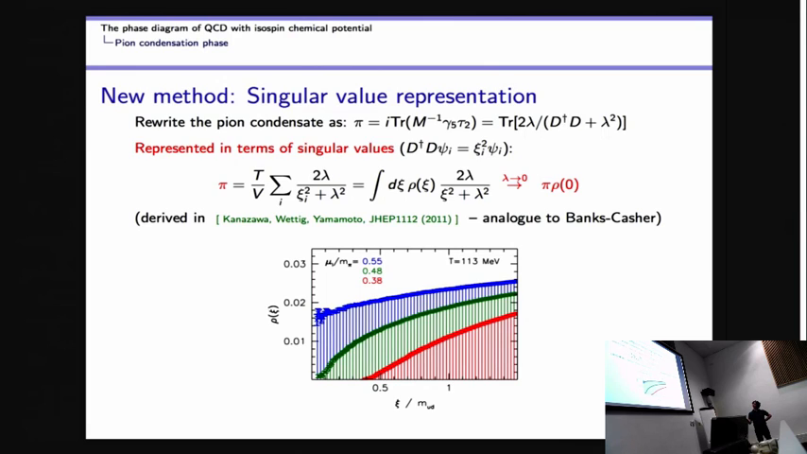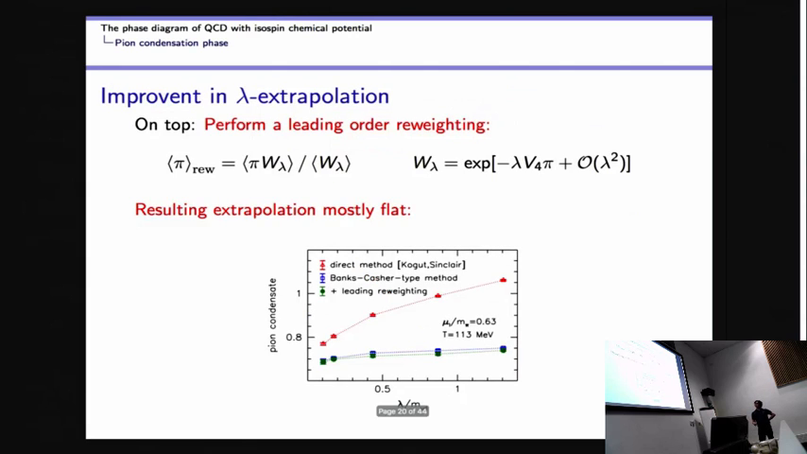So what I show you here is the density of singular values. These are basically the lowest 100 singular values that we could compute. And so you see that here the pion condensate will still be 0. Here there's some of the onset of leaving the value of 0, and then here you get a clear non-zero value for the pion condensate. You can even do one more step.